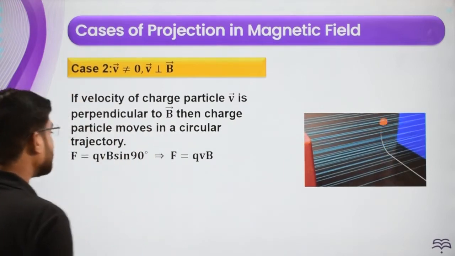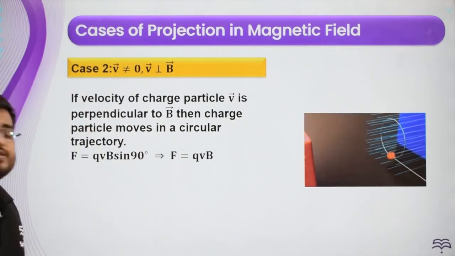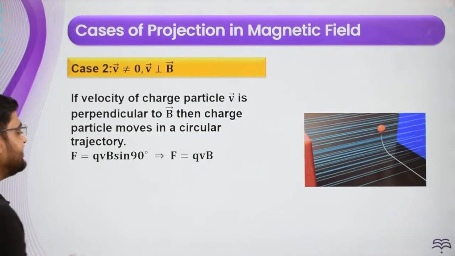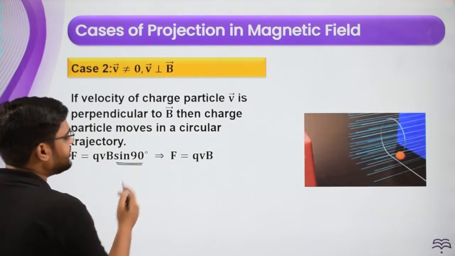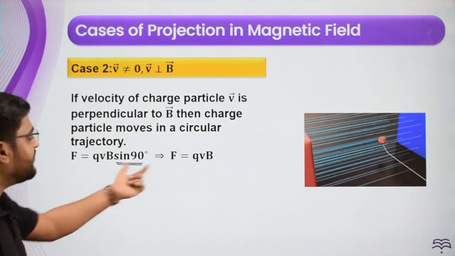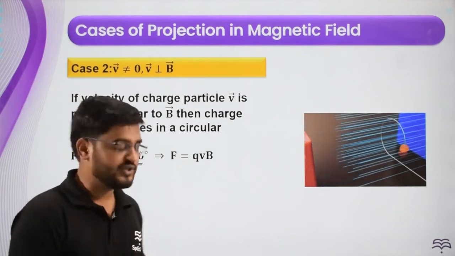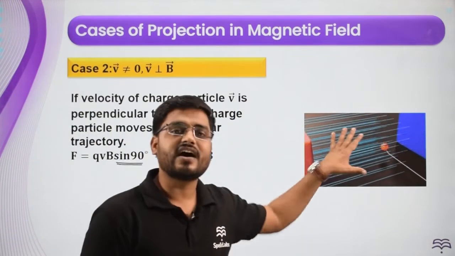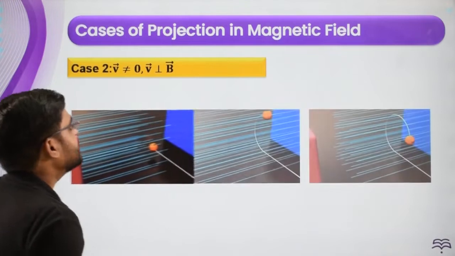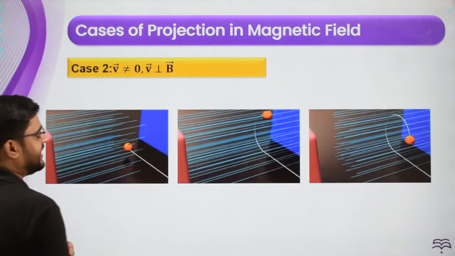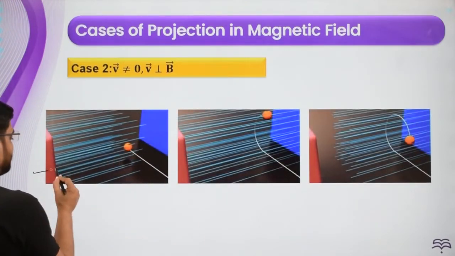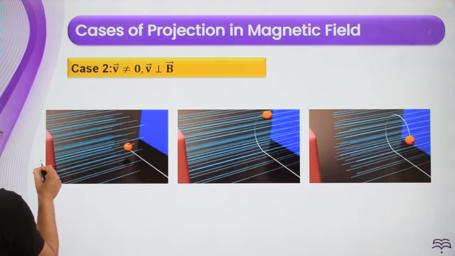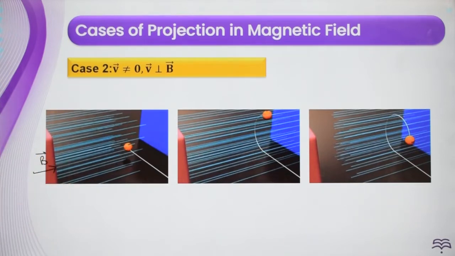So here we will say, how much force is acting? QVB sine theta, and theta is 90 degrees. Initially, the force is QVB, which is perpendicular to velocity. Let us just understand how this circular motion is happening. When this particle was entering, the direction of the magnetic field is in this direction, right? So this is the direction of the magnetic field.